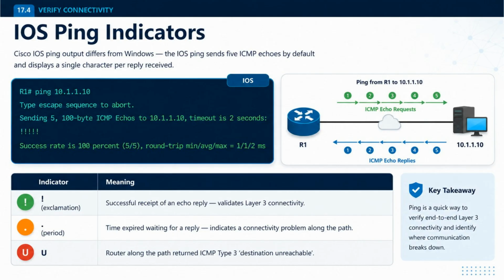Cisco IOS ping differs from Windows: it sends 5 ICMP echoes by default, with 1 character per reply. Walk the indicator table on screen. An exclamation point means a successful reply, validating Layer 3 connectivity. A period means a timeout, a connectivity problem along the path. U means the router returned a destination unreachable message. Reading these symbols quickly is a core troubleshooting skill.